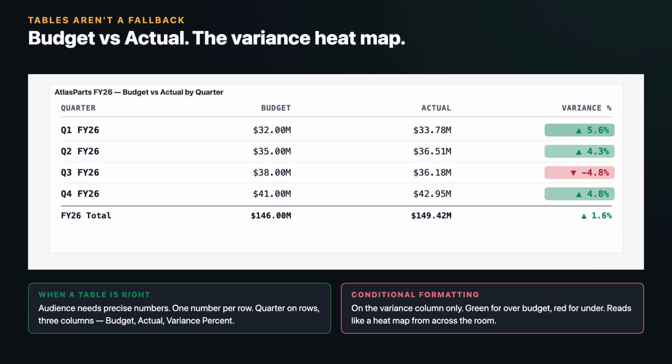Conditional formatting on the variance column. Green for over budget, red for under. The table reads like a heat map from across the room. CFOs reading a board pack want exact figures for budget conversations. A column chart of variances doesn't help when the question is, what was Q3 actual revenue exactly?